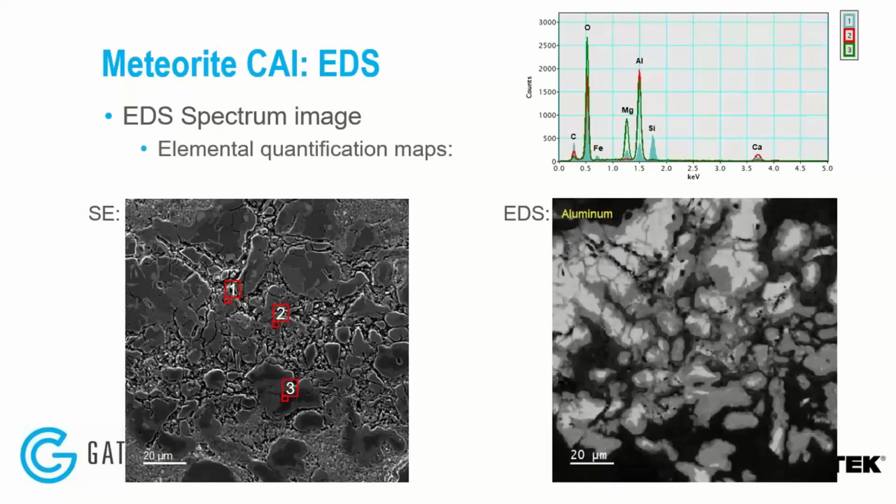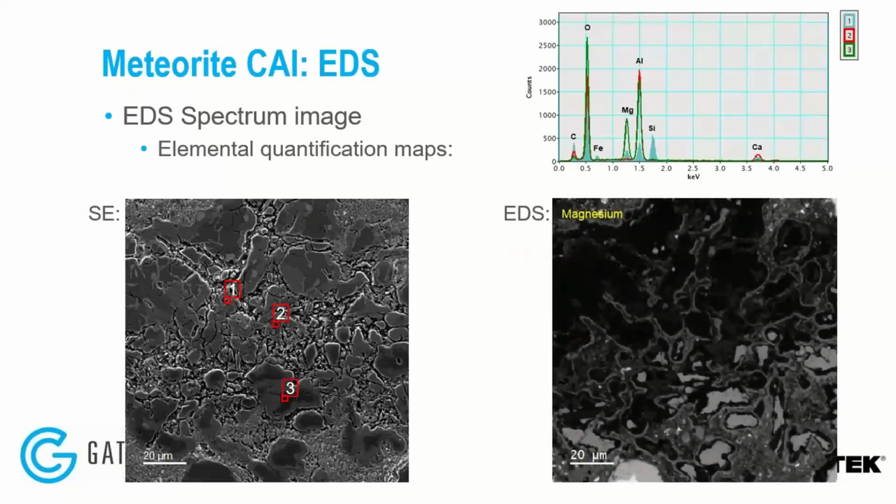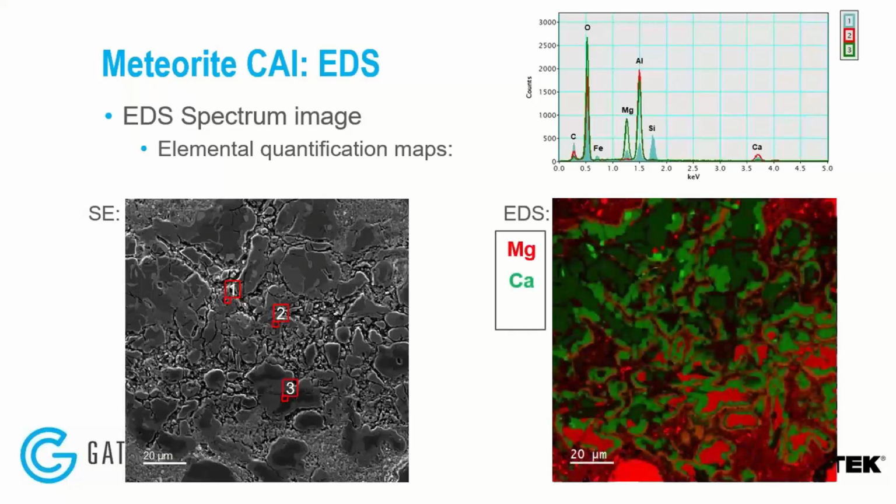So in order to get an idea of what's going on in a little more detail across the sample surface, we mapped out the EDS data across the sample surface. This is an EDS spectrum image where we've mapped out the aluminum, the calcium, and the magnesium in the sample. And then if we stack those up into an image, you can see where those elements are and in what quantity. So you can see regions where calcium is dominant, aluminum-dominant regions, and magnesium-dominant regions as well.